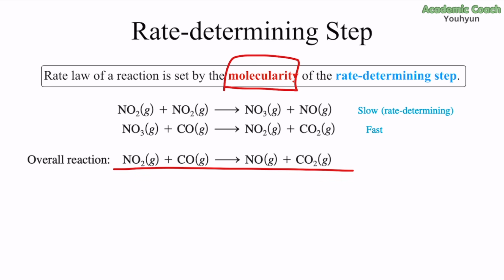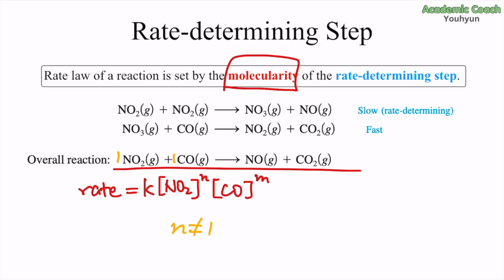for this overall chemical reaction of nitrogen dioxide and carbon monoxide, we know that based on the rate law, its rate is equal to k times the concentration of nitrogen dioxide to the power of n times the concentration of carbon monoxide to the power of m. And we know that n and m do not correspond to the coefficients of this overall chemical reaction. So here the ratio is 1 to 1, but there's no guarantee that n or m is equal to 1. But now we can determine that if we know the reaction mechanism.